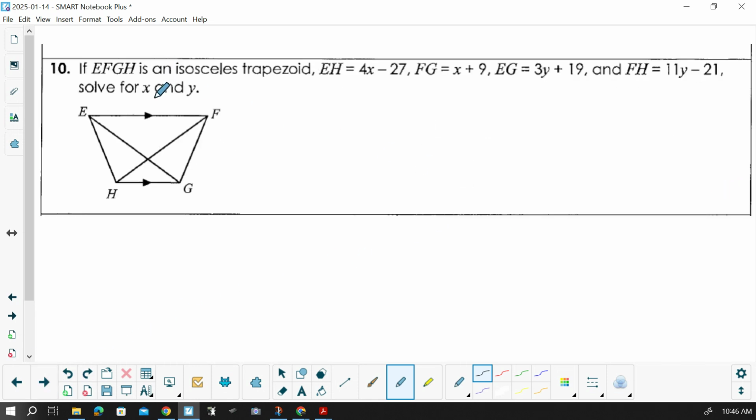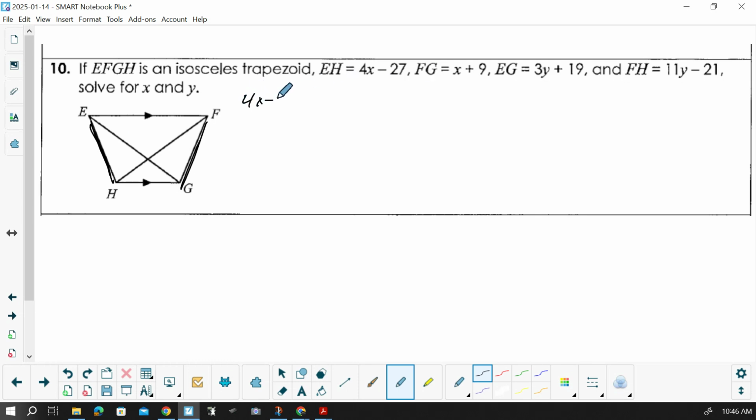Number 10. Isosceles trapezoid. Let's see here. EH, where's EH? EH is this one. FG is this one. So those are the same as each other, right? Let's go ahead. FG is this one. EH is this one. EG, let's hold off on these next two because they have a Y in them, but I know that these are equal to each other, so let's start with that.